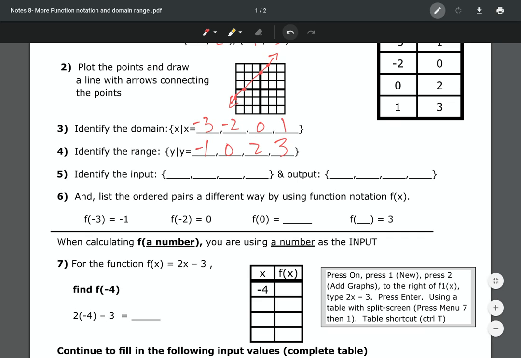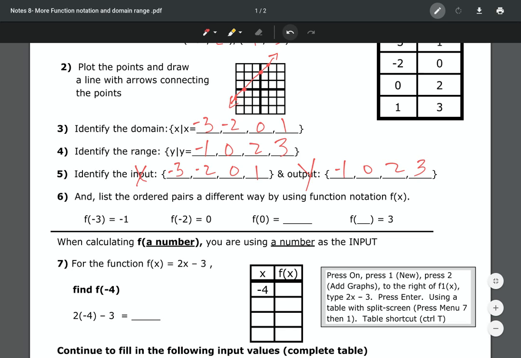Then number 5 says to identify the input. Well, the input is the same thing as the domain, which is the same thing as the x value. So basically, you're just repeating number 3. So -3, -2, 0, 1, and then the output would be your y's. So you're repeating question 4, which is -1, 0, 2, and 3.